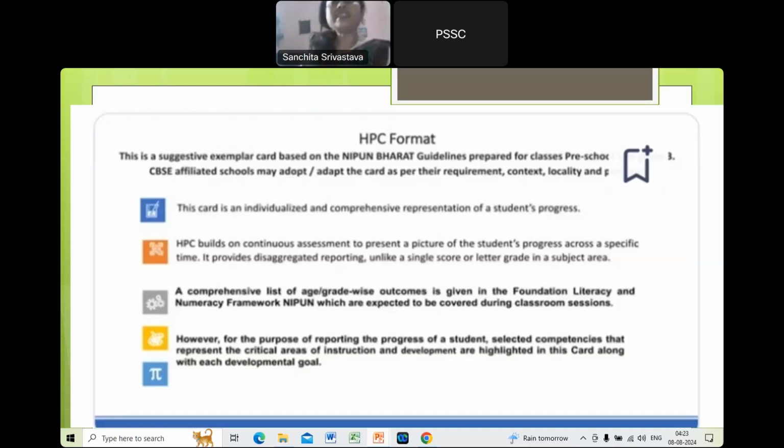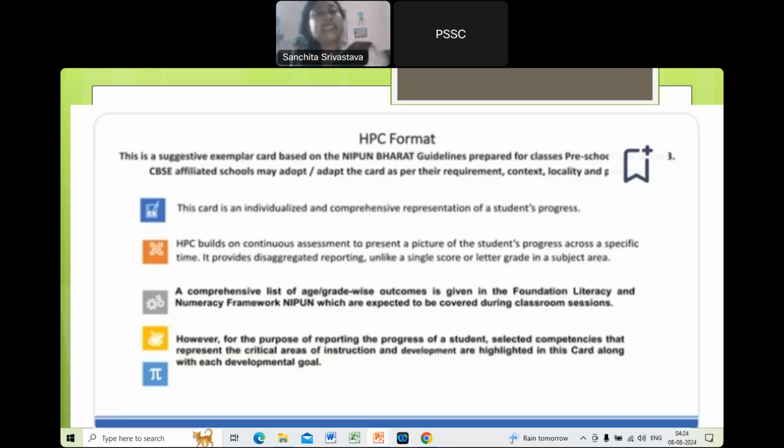Now, this card is an individual and comprehensive representation of the student's progress. That means it is already individualized. If I'm good in singing, my progress card will have something that would definitely glorify my strength. And it is a comprehensive representation of the student's progress. That means all around, again, the holistic 360 analysis.